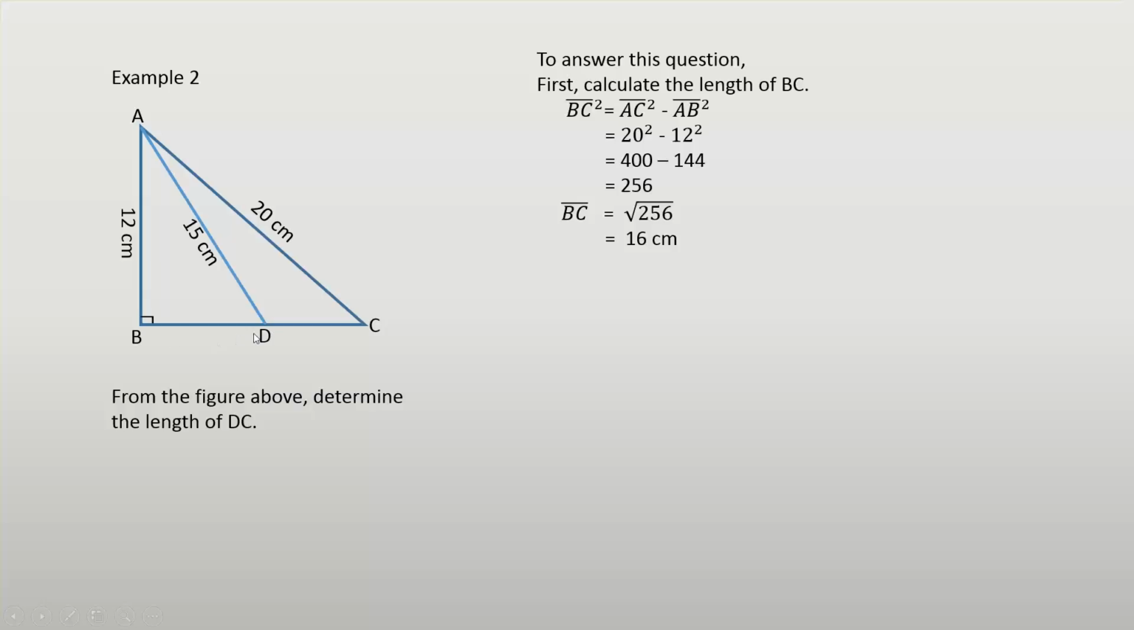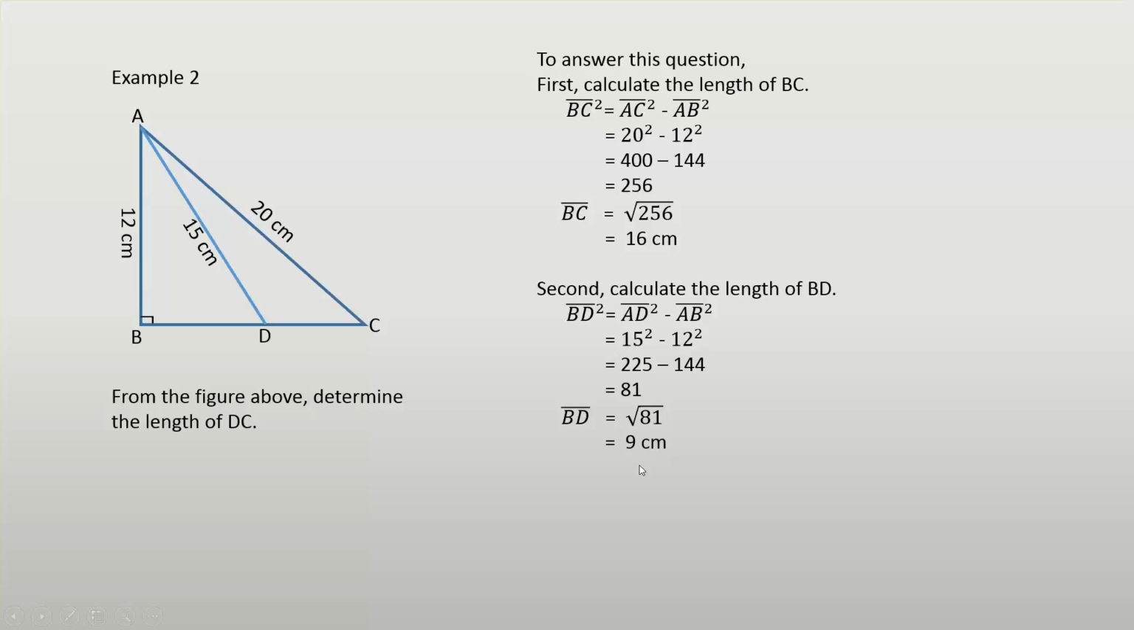To calculate the length of BD, please consider the triangle ABD. B is the right angle, so AD is the hypotenuse, while BD is the leg. So we use the Pythagorean theorem. So BD square is equal AD square minus AB square is equal 15 square minus 12 square is equal 225 minus 144 is equal 81. So BD is equal square root of 81 and the result is 9 centimeter.